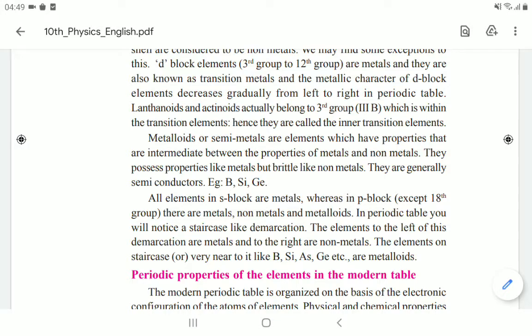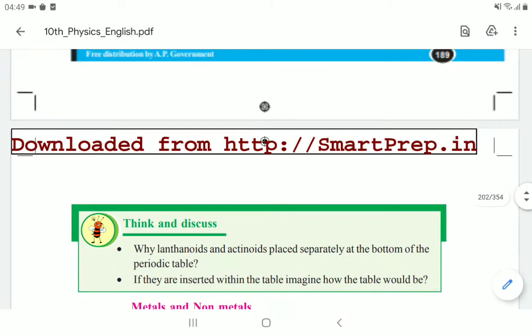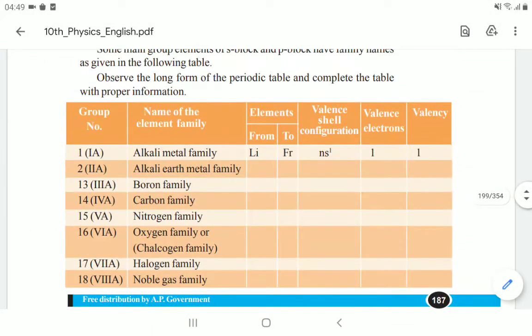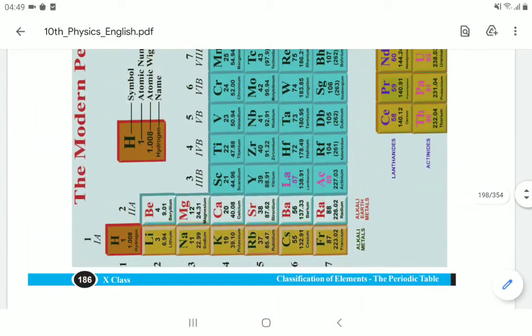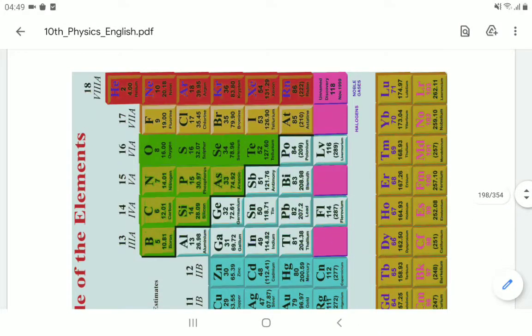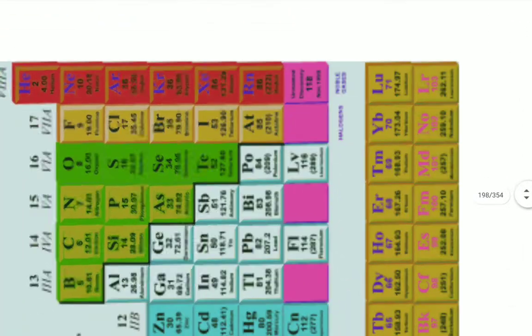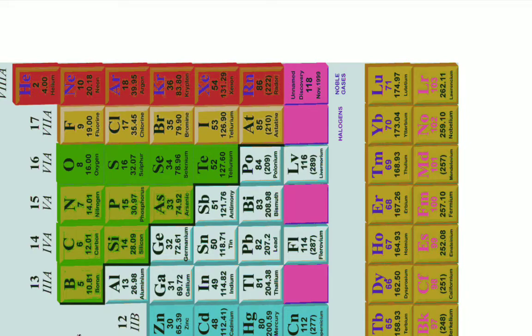In the periodic table you will notice a staircase. Here in the periodic table you can see, children, some elements shown in different colors, which form a staircase. The elements to the left of this demarcation are metals and those to the right are non-metals. The elements on the staircase, very near to it, like boron, silicon and germanium, are metalloids.